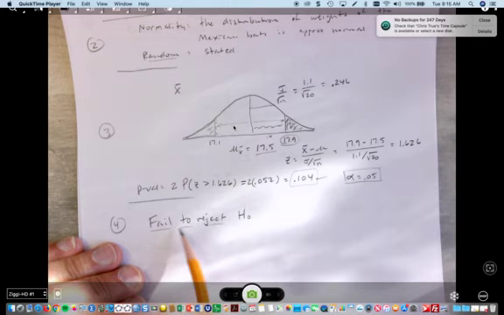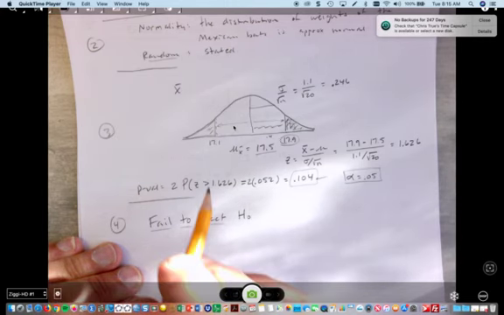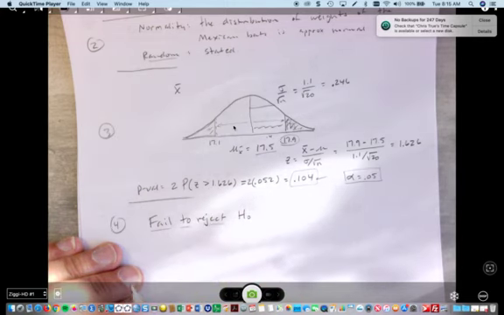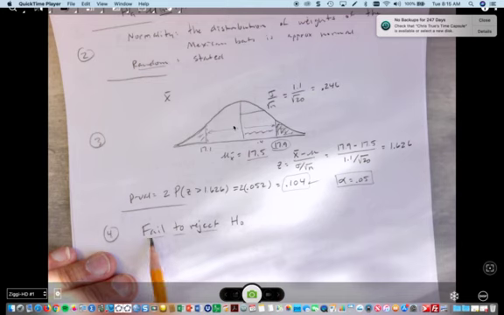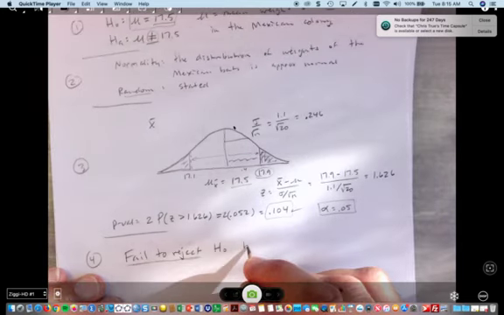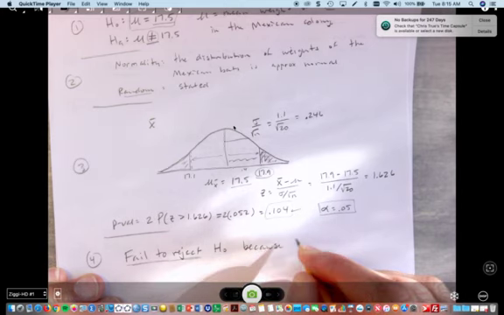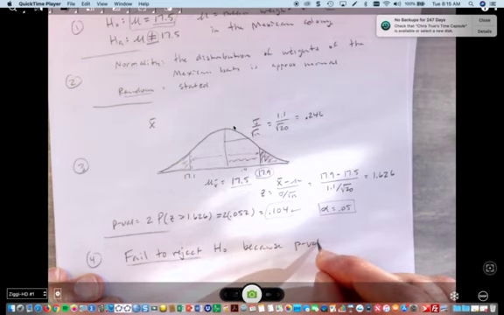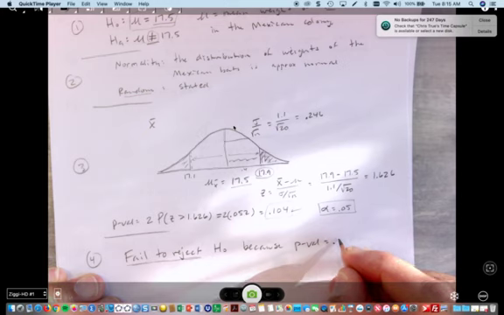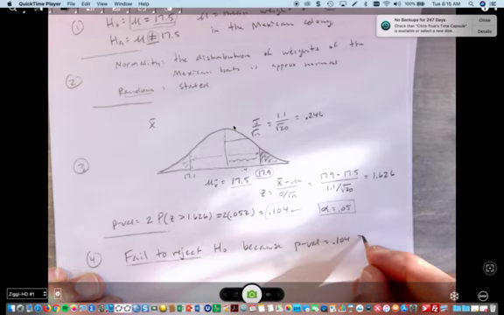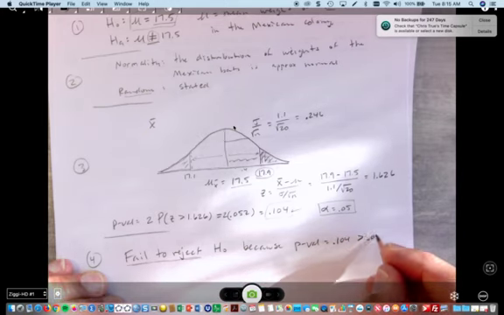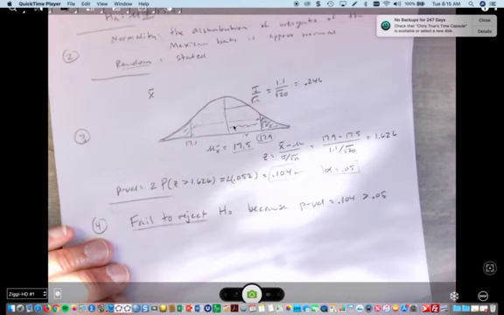I'm not going to say I think that the mean is 17.5. I'm going to say I don't have enough evidence to dispute that claim. That's why we say fail to reject rather than accept the null. We're going to fail to reject the null hypothesis because the p-value is equal to 0.104, which is greater than 0.05. It's bigger than the alpha level.